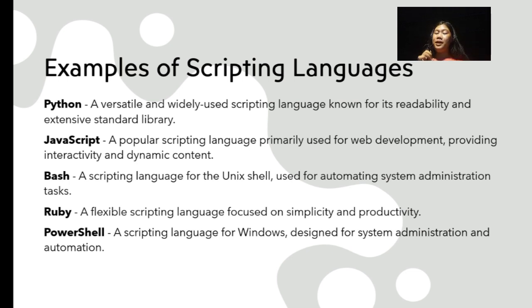First is Python. Python is a versatile and widely used scripting language known for its readability and extensive standard library. JavaScript, a popular scripting language primarily used for web development, providing interactivity and dynamic content. Bash, a scripting language for the Unix shell used for automating system administration tasks. Ruby is a flexible scripting language focused on simplicity and productivity. PowerShell, a scripting language used for Windows, designed for system administration and automation.